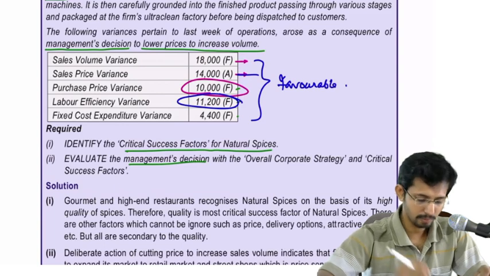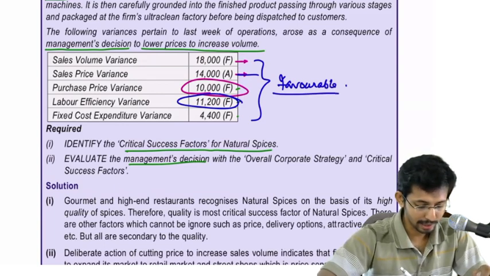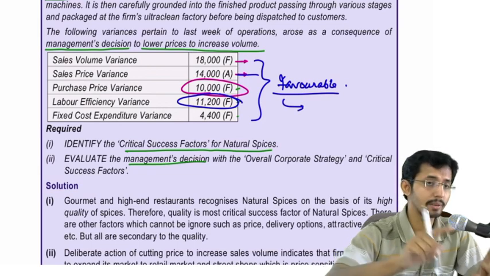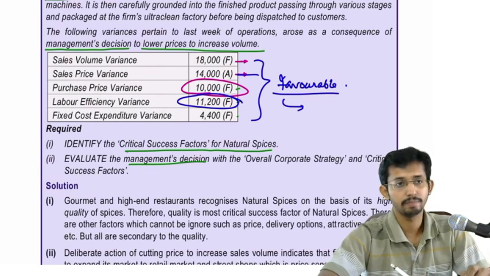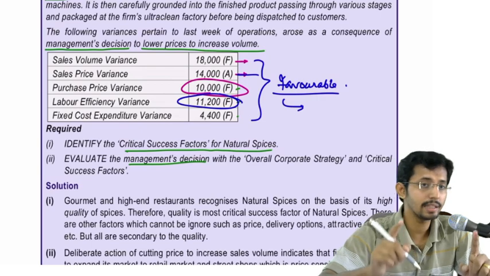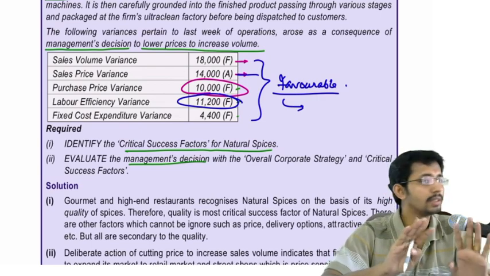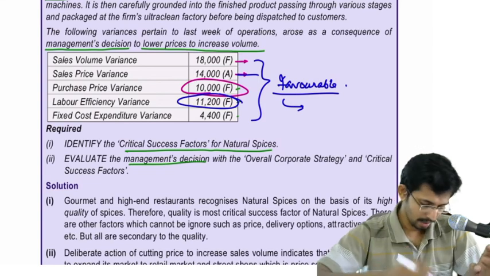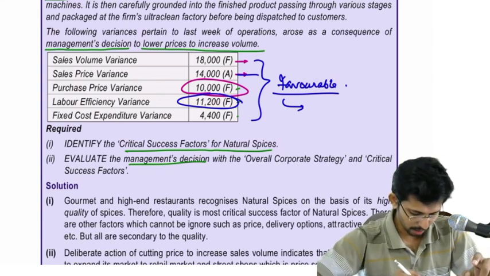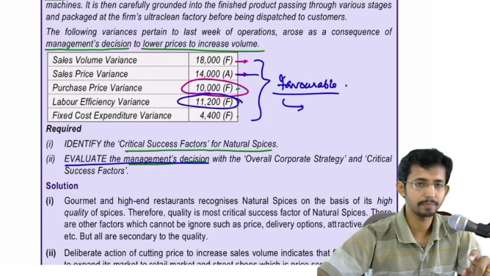have to see whether these favorable variances are on account of certain aspects which are affecting their unique selling proposition, or is it affecting the quality of the products? If yes, it has to reconsider. Otherwise, it is okay. Is it clear? So that is how you evaluate the management decision. Okay, right.